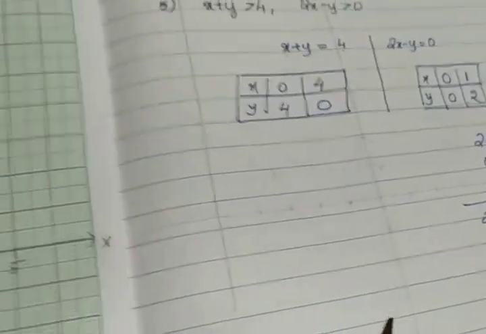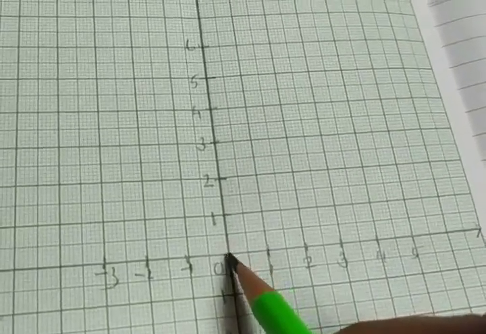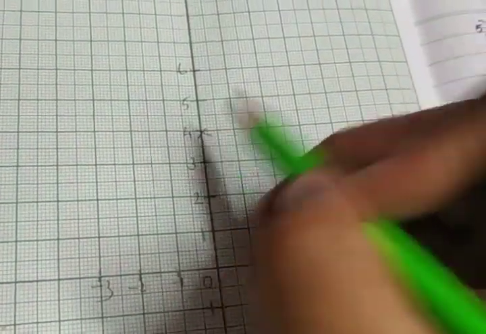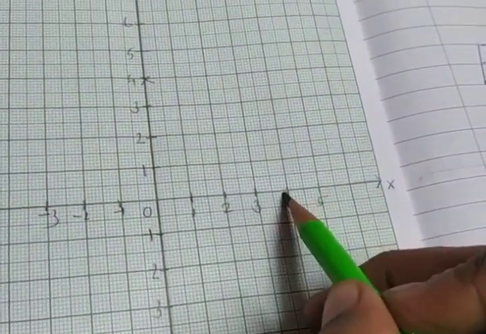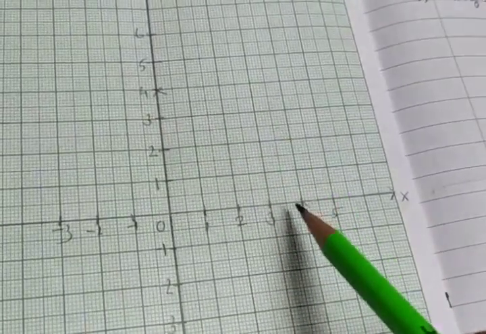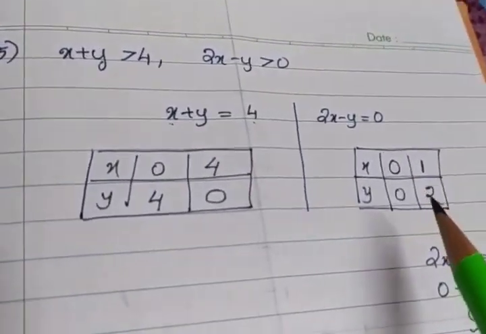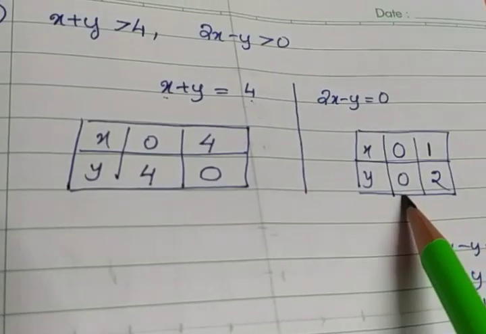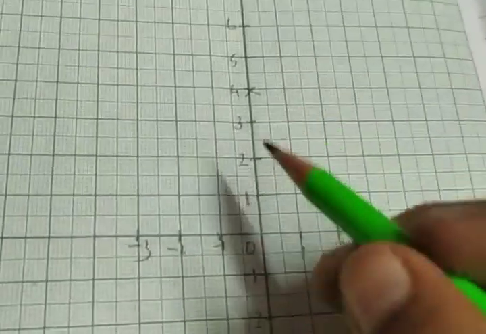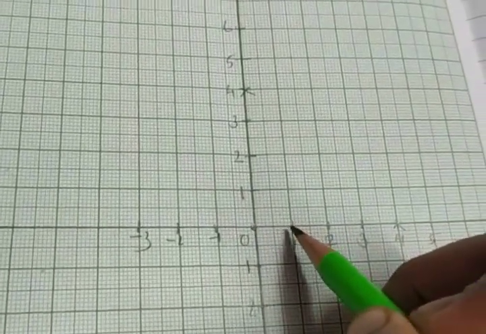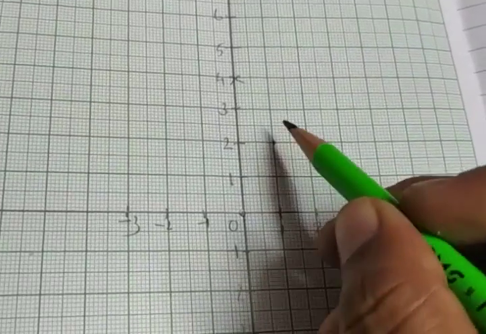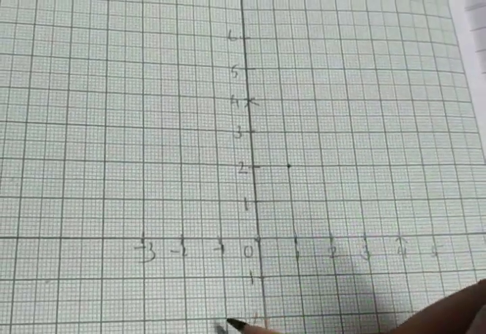First points are 0, 4 and 4, 0. 0, 4 will be here, and 4, 0 will be here. So we have to draw a line joining these 2 points. And for the next line, the points are 0, 0 and 1, 2. 0, 0 is the origin and 1, 2 is the point here. So we have to draw a line joining these 2 points.